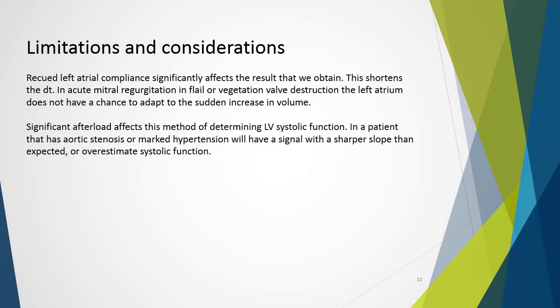Significant afterload also affects the method of determining LV systolic function. In a patient that has aortic stenosis or marked hypertension, the LV must work against this afterload. As there is greater resistance to forward movement of blood, the mitral regurgitation will deliver a signal which is sharper, with a slope steeper than expected, and thus we overestimate LV systolic function.